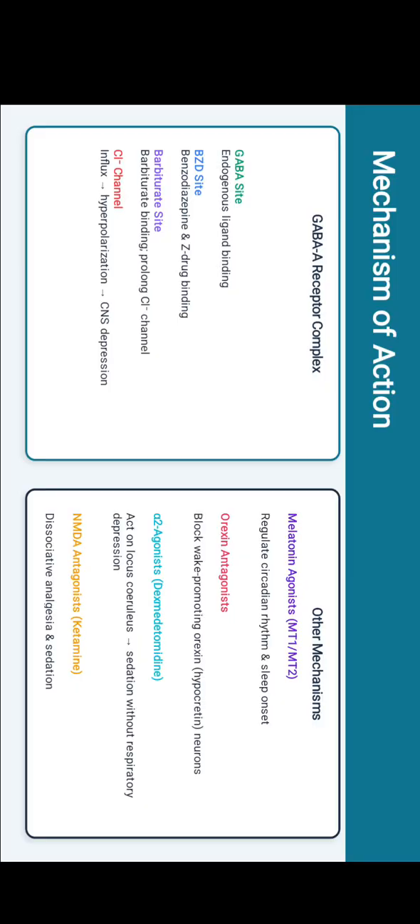Mechanism: the GABA A receptor complex has a GABA site for endogenous ligand binding, a benzodiazepine site for benzodiazepine and related drug binding, and a barbiturate site. Barbiturate binding prolongs chloride channel opening. The chloride influx causes hyperpolarization, and it leads to CNS depression.